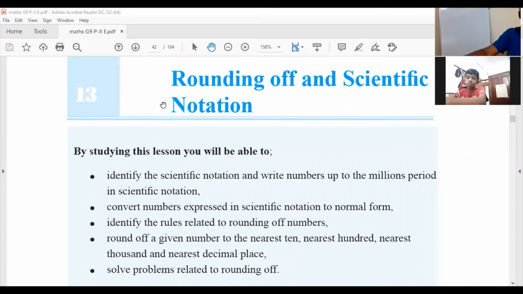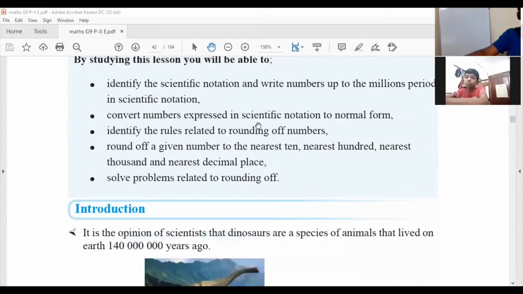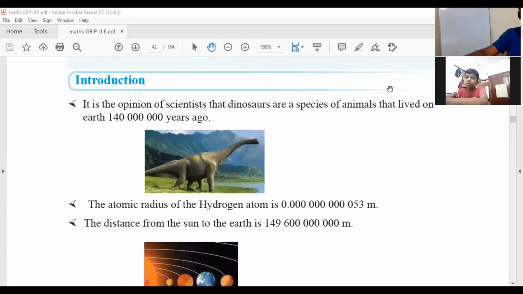Rounding off and scientific notation is our new lesson. Introduction.